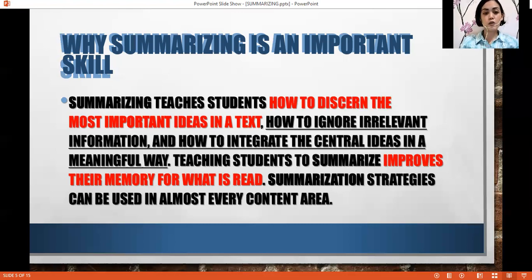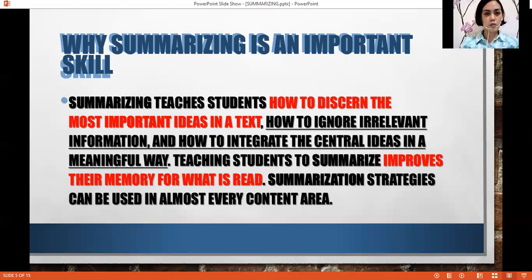Summarization strategies can be used in almost every content area. So as long as you are learning, you are reading books from different subjects. If you can summarize the content of it, it only means that you have learned or you have understood what you have read. And once you have understood it, it means that it is yours. You have acquired the knowledge you have learned. So congratulations to you. So it is a very important skill for every student to learn how to summarize texts that they have read, whatever it is.